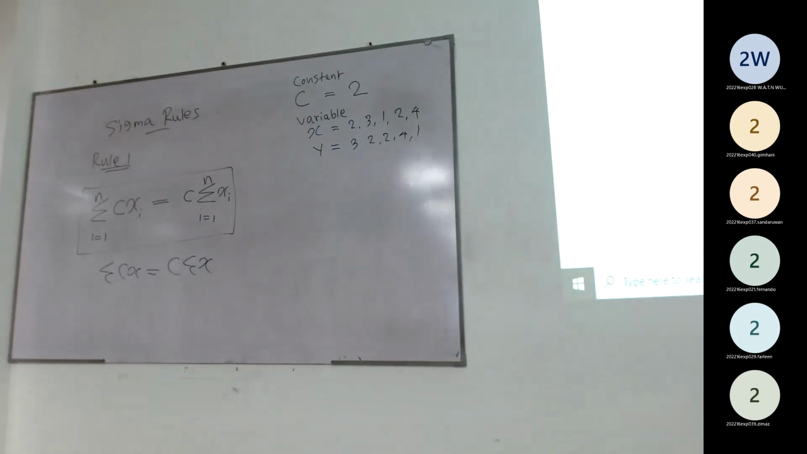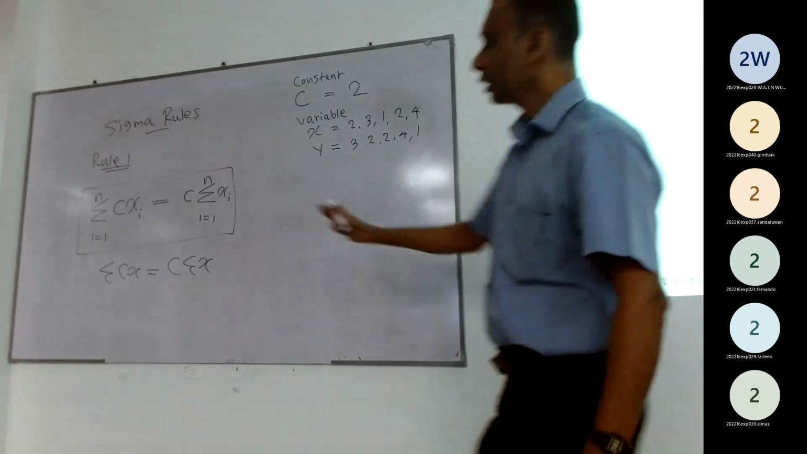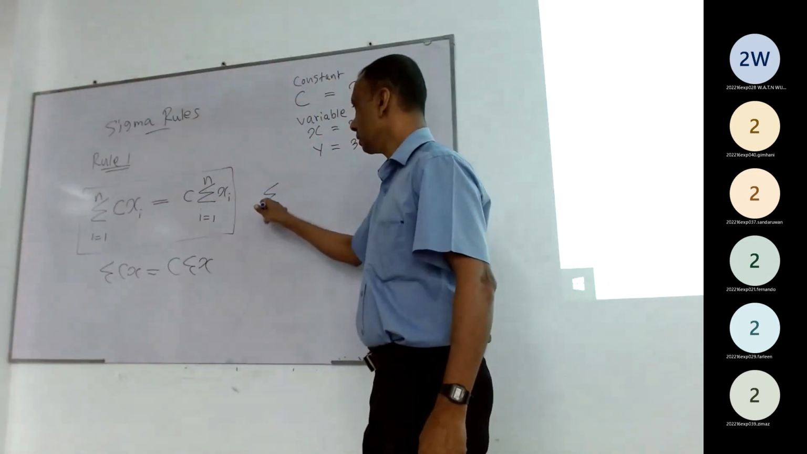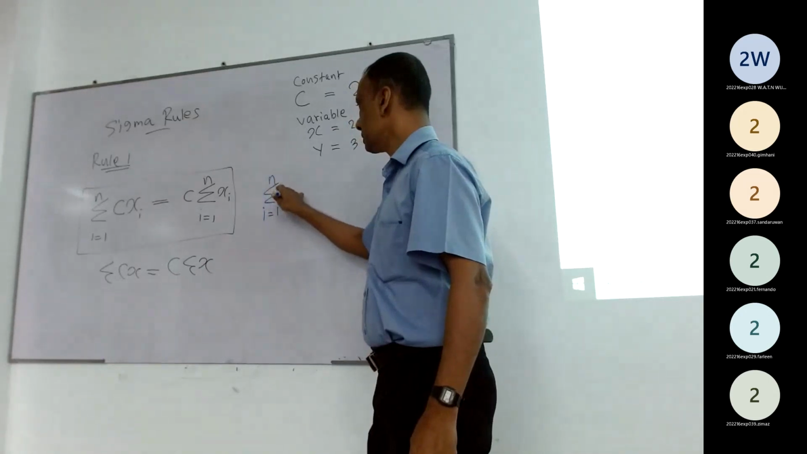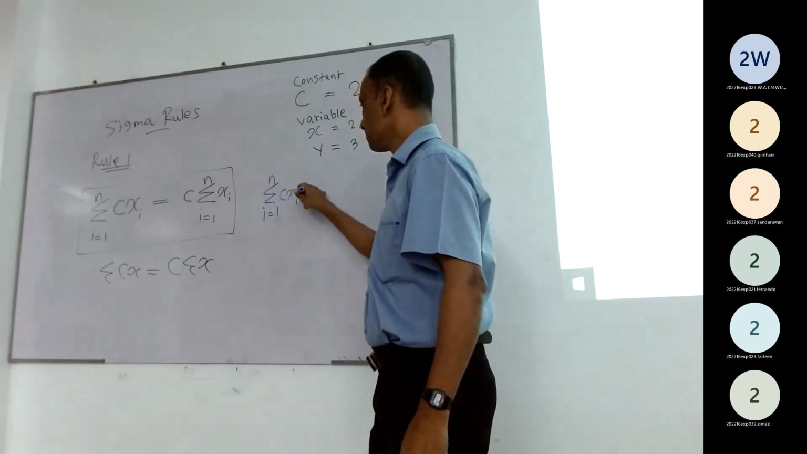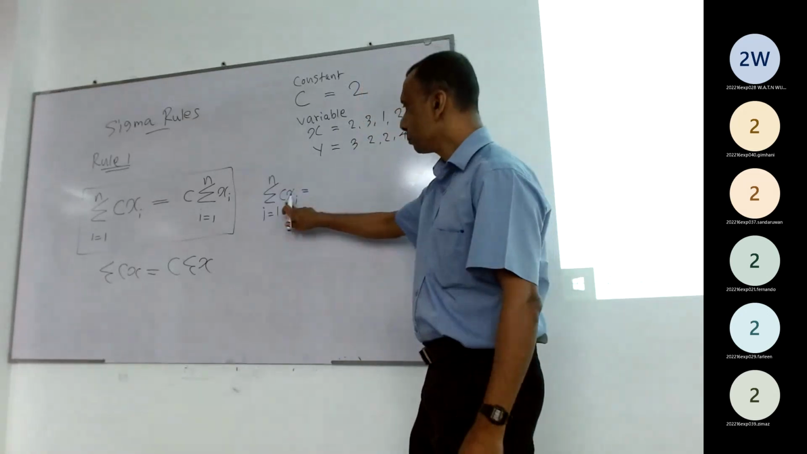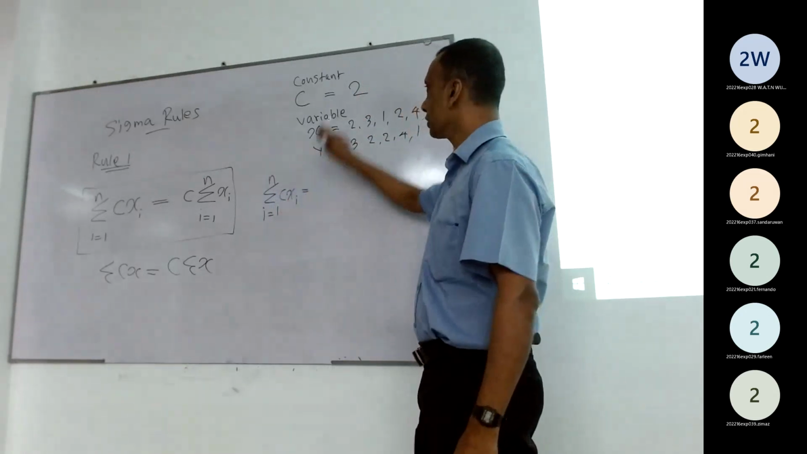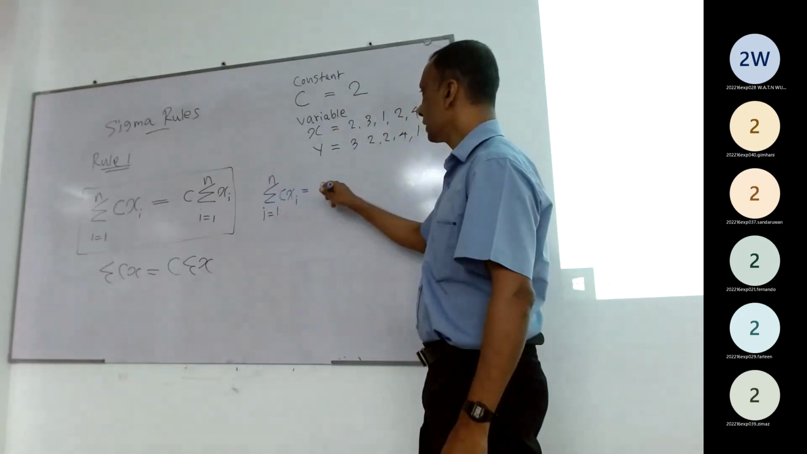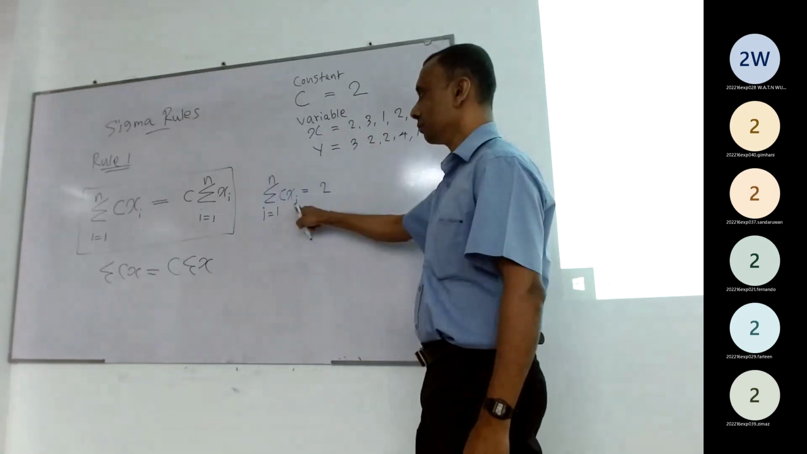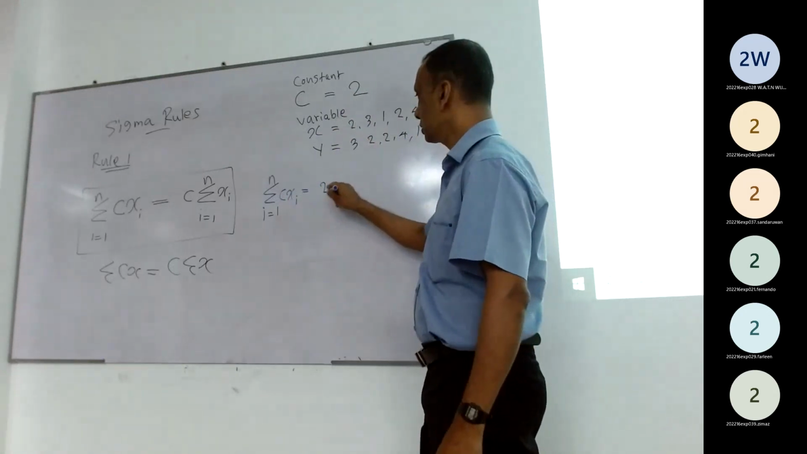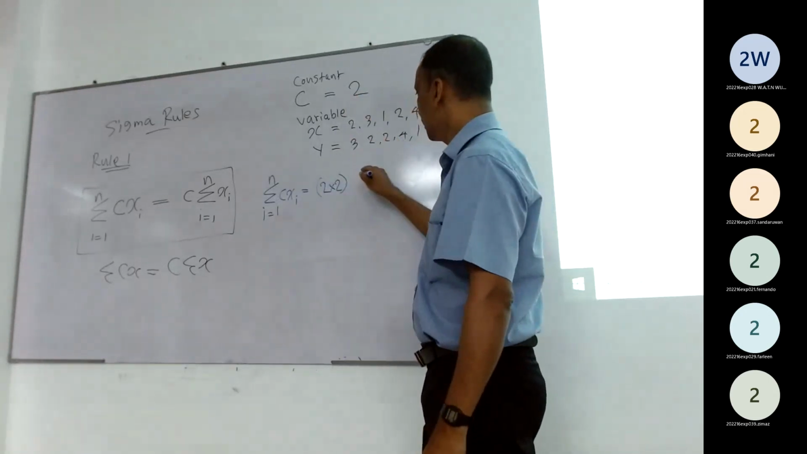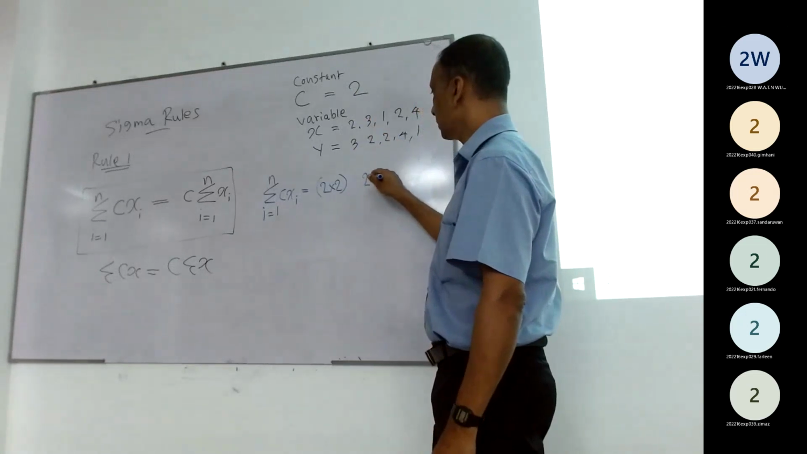Right. All these you can learn by practicing. Calculate the left side: sigma i equals 1 to n, C xi. Now practice. This means that before applying the summation, you multiply by the constant. Constant 2, x variable, first one, 2. Constant 2, second variable, 3.